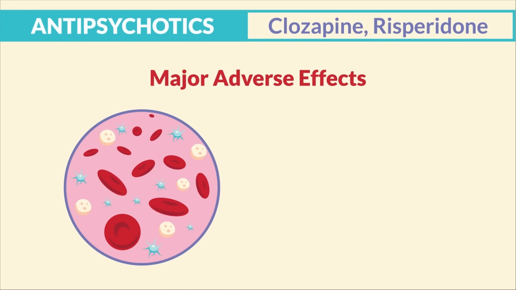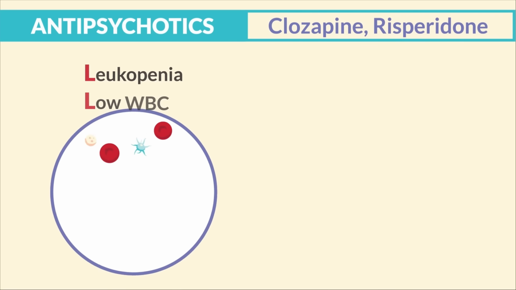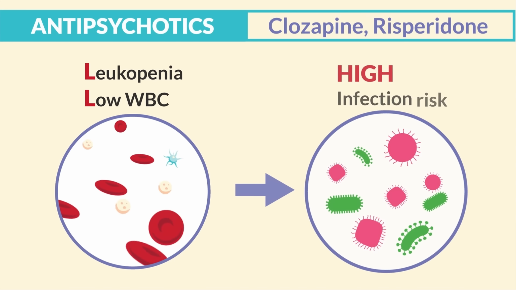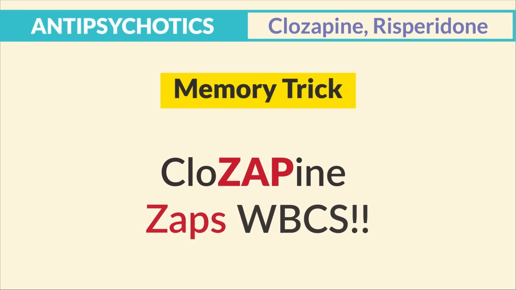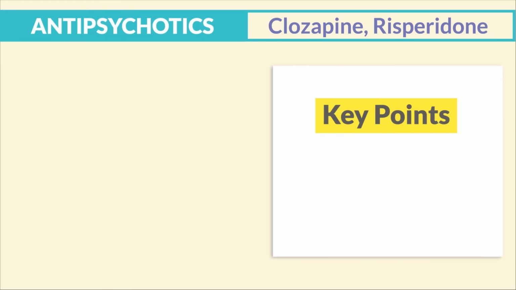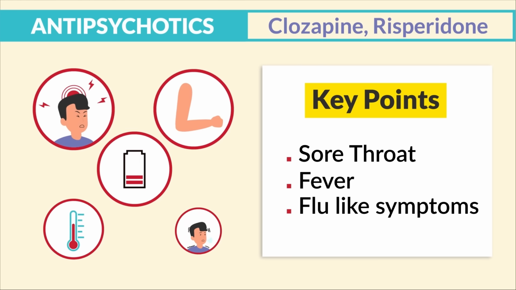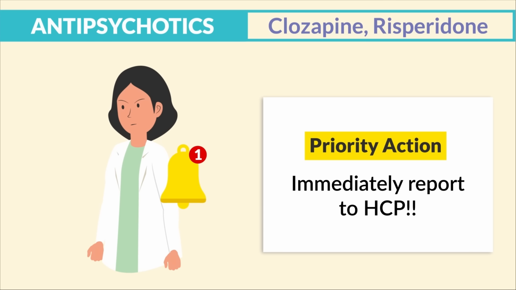Now the major side effects, guys, to write down. Agranulocytosis, or basically low WBCs and low immunity, aka leukopenia and decreased neutrophils. So just think that we get increased infection. And the memory trick here is clozapine zaps those WBCs. So key points to write down here. Sore throat, fever, and flu-like symptoms. Guys, the priority action, immediately report to the HCP.